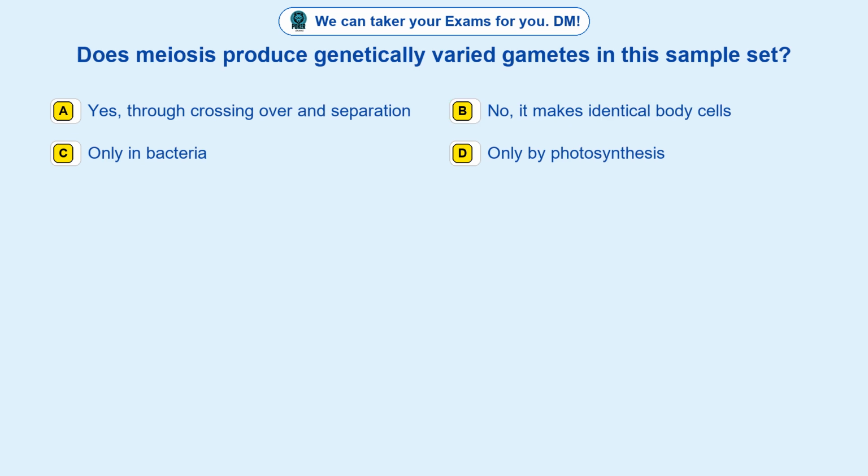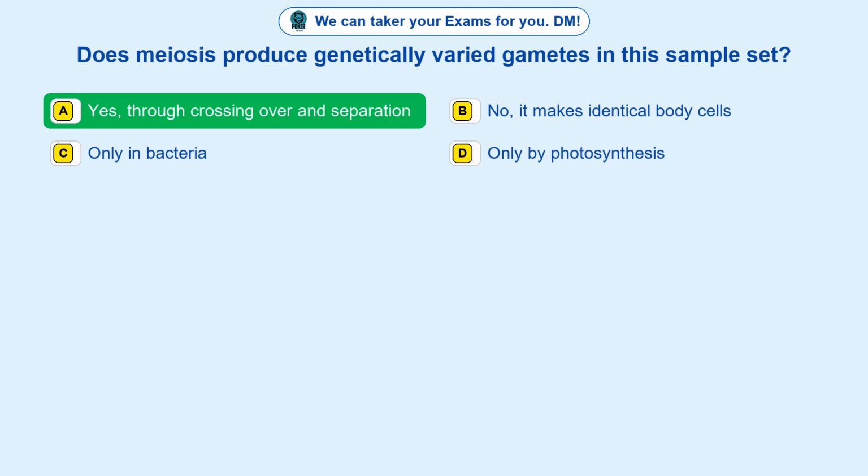Question 16. Does meiosis produce genetically varied gametes in the sample set? Option A. Yes, through crossing over and separation. Option B. No, it makes identical body cells. Option C. Only in bacteria. Option D. Only by photosynthesis.